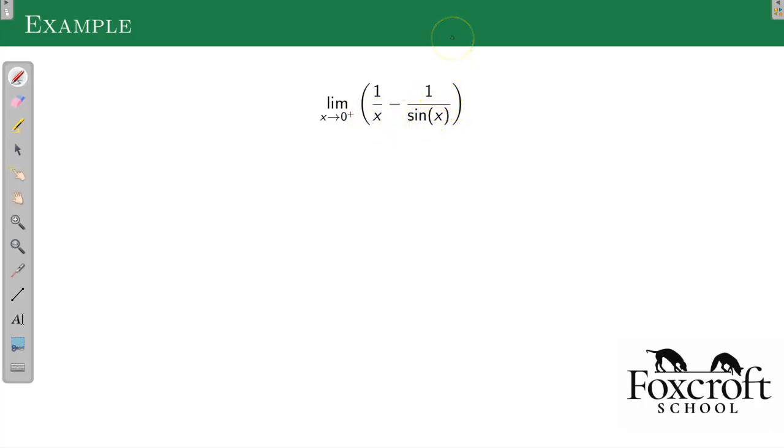Well, really the only thing I can think to do is, I have two fractions, so let's put them together. I can get a common denominator, multiplying the top and bottom of this one by sine, and the top and bottom of this one by x. My problem's going to become, let me write it over here.